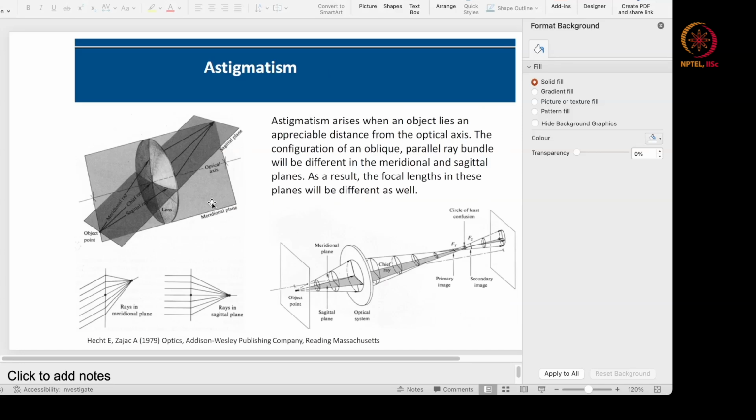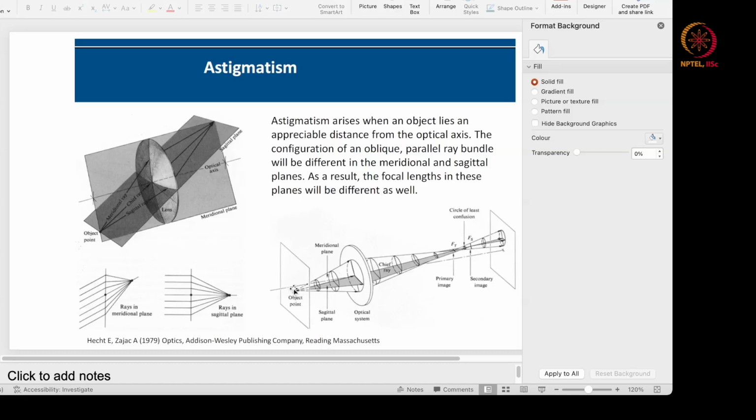So astigmatism arises when an object lies at an appreciable distance from the optical axis. So, for example, here is the object point. It is not lying on the optical axis. It lies at an appreciable distance away from the optical axis. So the configuration of an oblique parallel ray bundle will be very different in the meridional and in the sagittal planes. As a result, the focal lengths in these planes will be different as well. So this is the thing that happens.